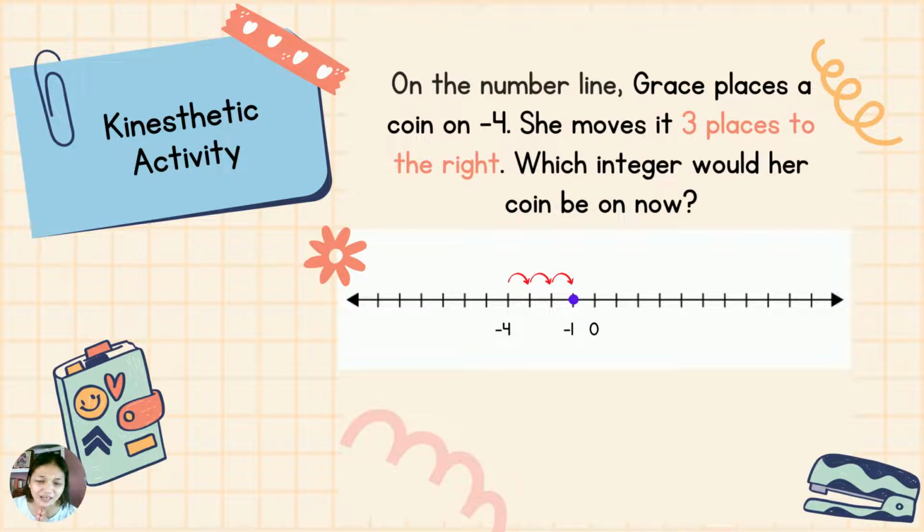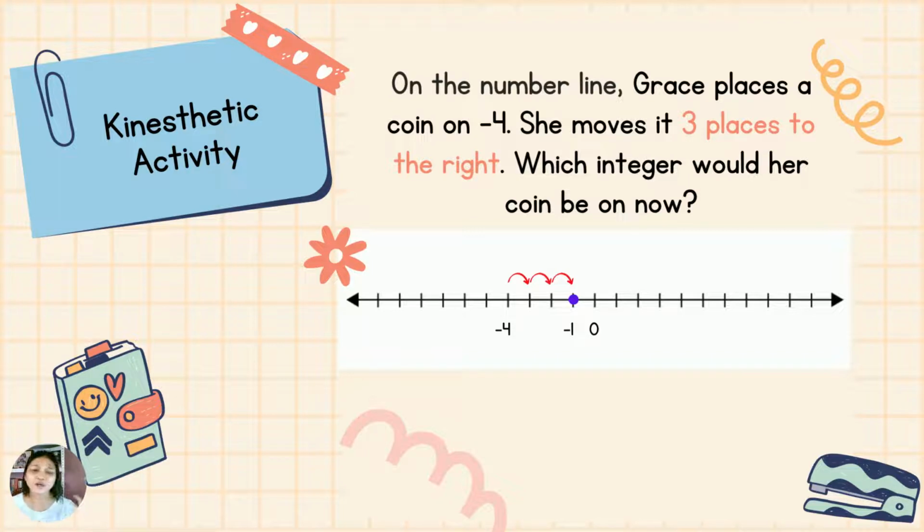Bakit? Paano nangyari yon? You move your coin to the right. Diba? To the right na. So, lumalaki na yung value. So, every motion to the right, the greater the value is.